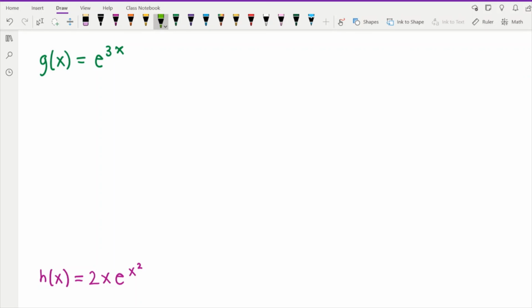Okay, so once again, we want to guess. We want to come up with something that seems like it could be the antiderivative. We know that the antiderivative of e to the x is just e to the x. So you might guess that the antiderivative of e to the 3x is just e to the 3x. That seems like a reasonable assumption. But let's check what happens when you actually find the derivative of this.